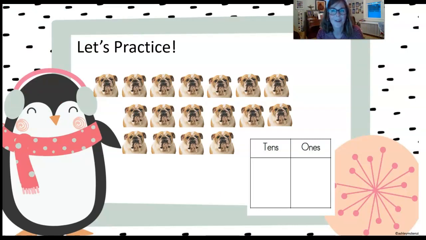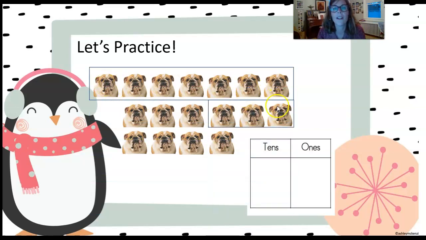Just like the workers had to put the fish into groups of 10, let's practice that ourselves, because remember, our goal today is to learn to put objects or items in groups of 10s and 1s. So I have a bunch of bulldogs here. Shh, don't tell Poppy they're bulldogs. And we're going to count out 10 and put a box around them. Let's do it. 1, 2, 3, 4, 5, 6, 7, 8, 9, 10. Let's put our box around them.